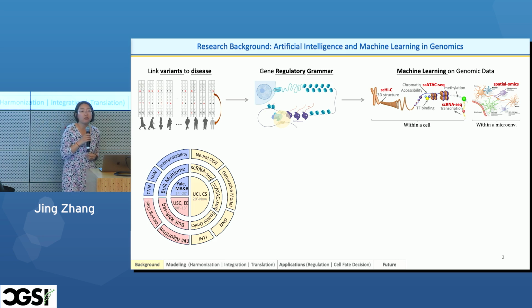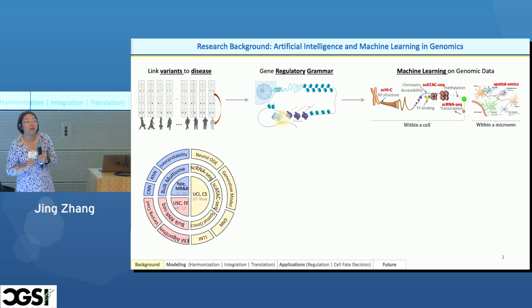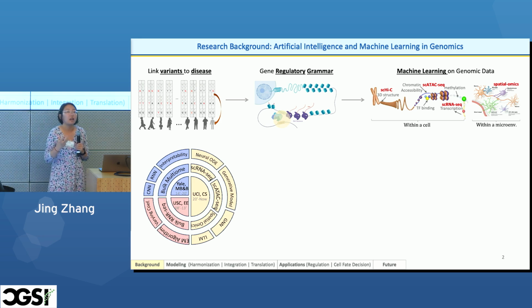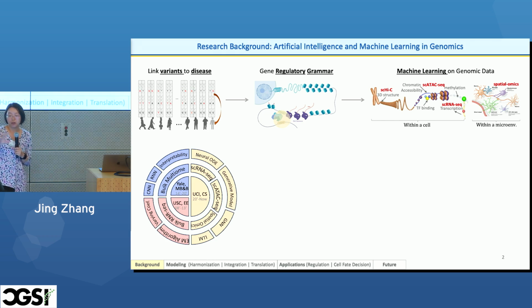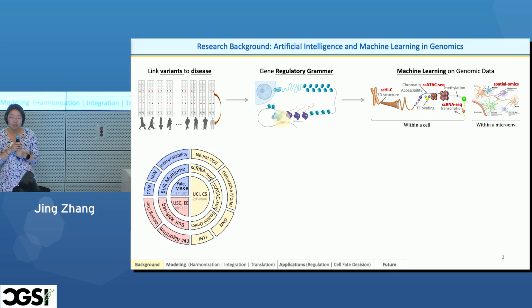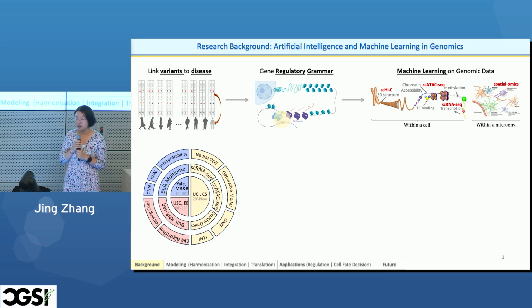There are many different ways to look at the same problem. My special way is to look at the gene regulatory grammar, and we see what dysregulation has happened that can cause those phenotypes. To achieve this goal, my lab has been working on a lot of machine learning applications on genomic data modeling, ranging from single-cell Hi-C data and single-cell ATAC data modeling to spatial multiomics data modeling.